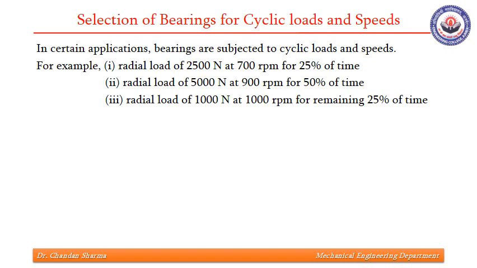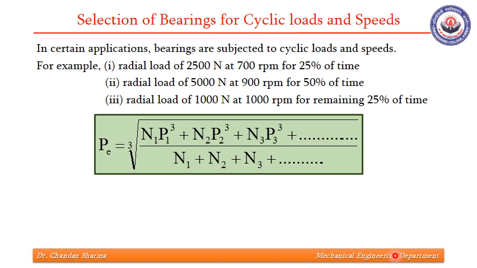Now, one more situation arises in which the load, be it axial load, be it radial load, is not uniform, not constant, it varies. For example, there can be an application in which the radial load is this much newtons at this much RPM for 25% of time, then this much newtons at 900 RPM for 50% of time, then 1000 newtons at 1000 RPM for the remaining 25% of time. Now, to address such situations, we have one particular formula which is like this.